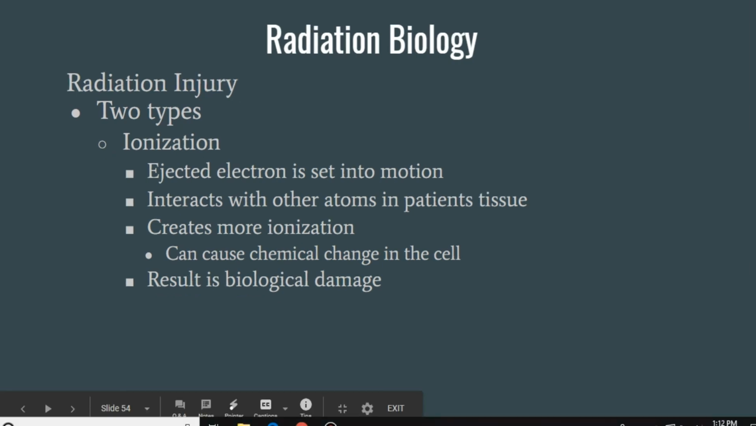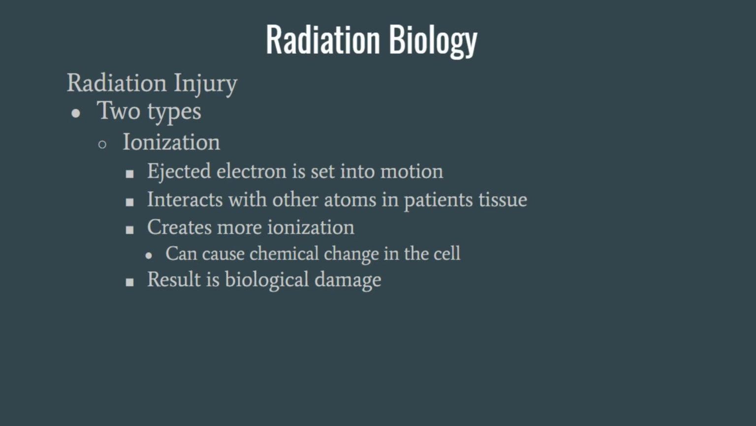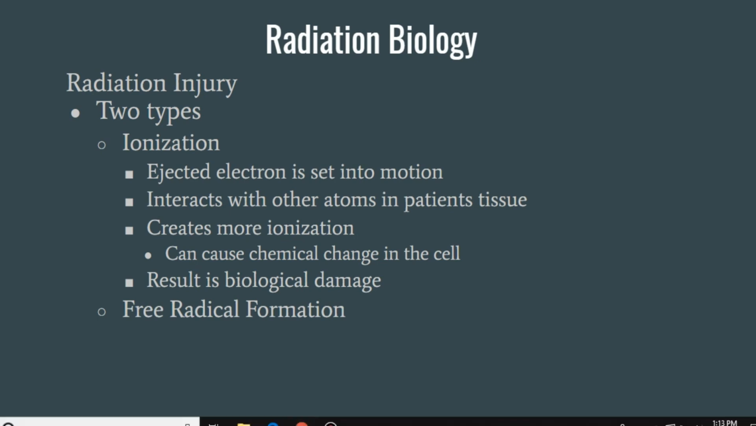The second type of radiation injury is called free radical formation. This mainly occurs when an X-ray photon ionizes water, which is, of course, the thing that we are mostly made up of. Human bodies are mostly made of water. So when ionization occurs within that water, we have free radical formation.